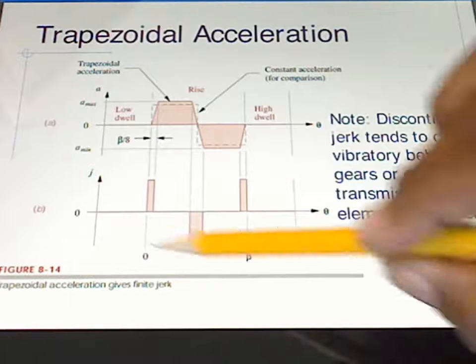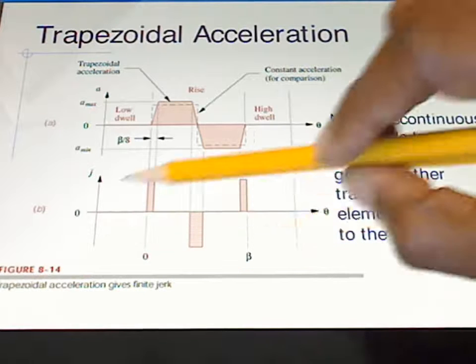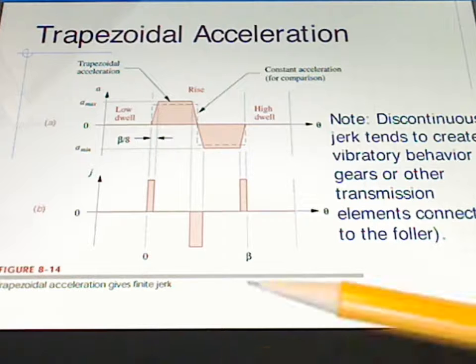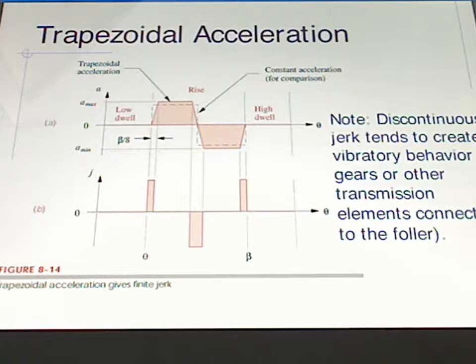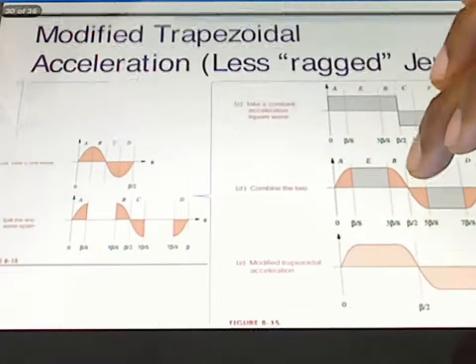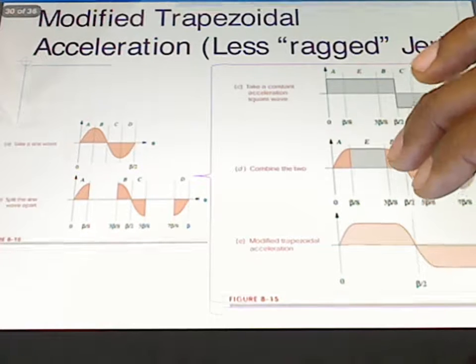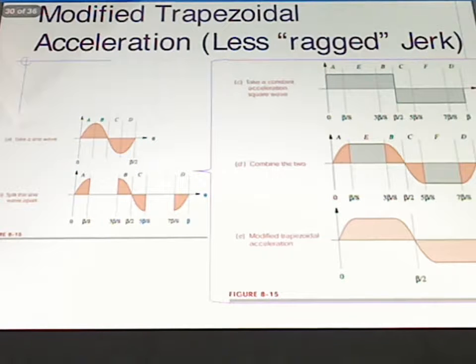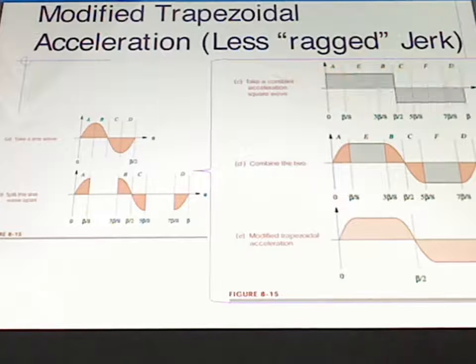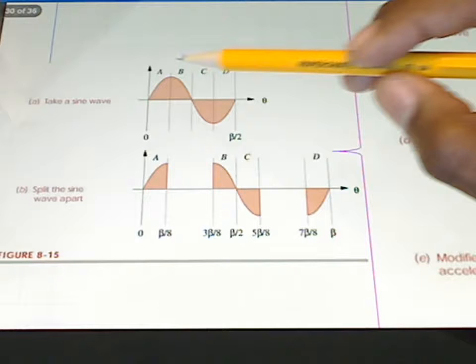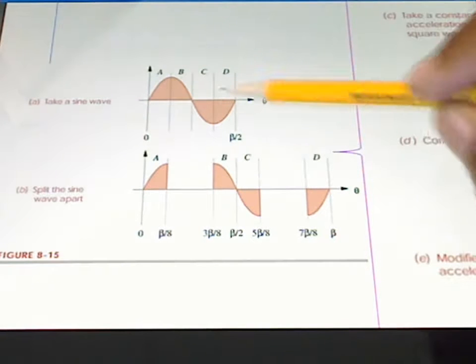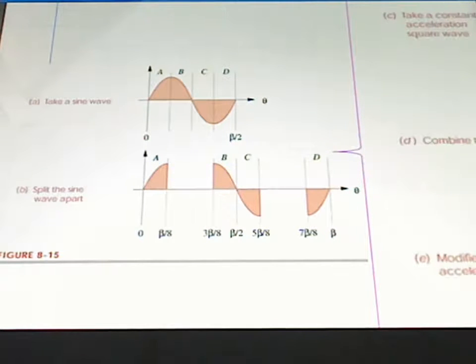And so really, even though it's a valid jerk profile, we don't want to use this because it's going to really cause some problems in our engine. There's going to be a lot of vibration associated with it. And so what we're going to do is modify that trapezoidal acceleration so we'll get a less ragged jerk. And the way we do that is taking a sine wave and splitting it apart. We're going to split it apart, and we're going to use both pieces of this to create our acceleration profile.